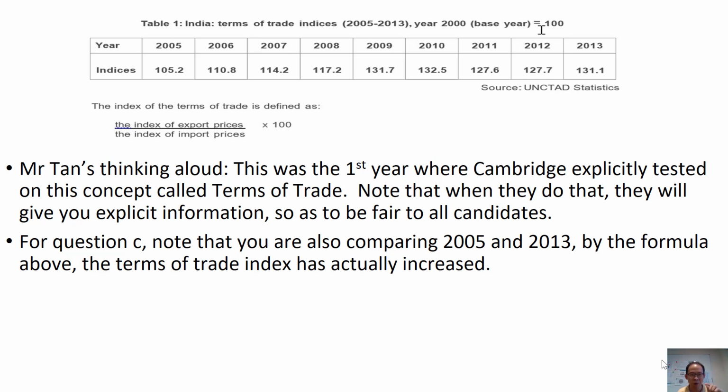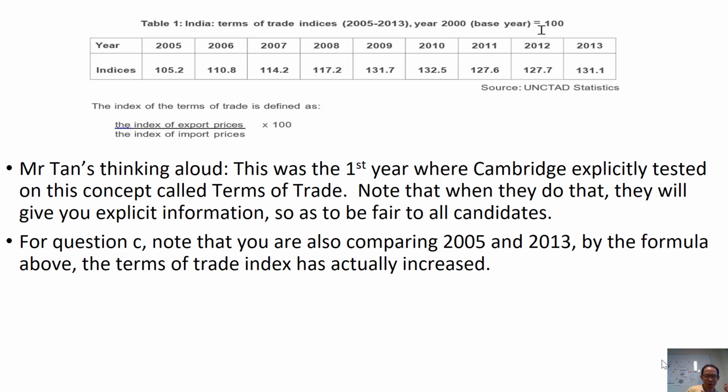To help you, they'll give you explicit information. If you look at your table 1, they explicitly define the terms of trade right there: the index of export prices over the index of import prices times 100. Is that clear? Of course, the terms of trade is elaborated more in your HCI notes, in the appendix of your international economics notes.